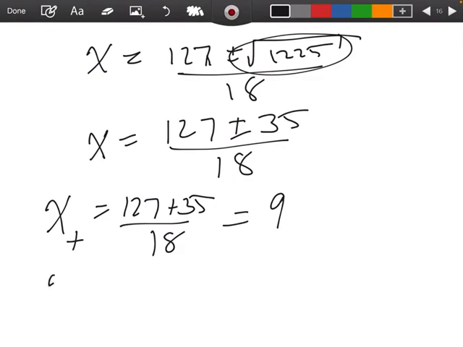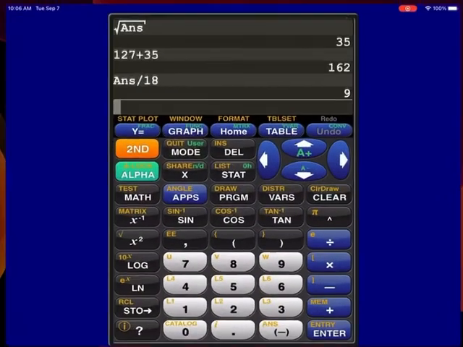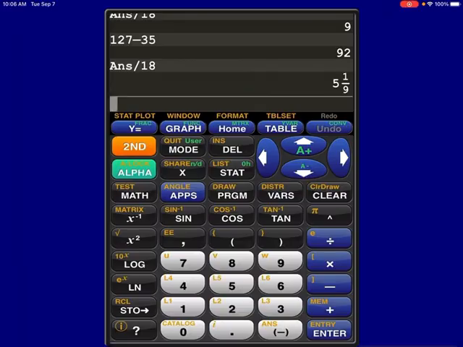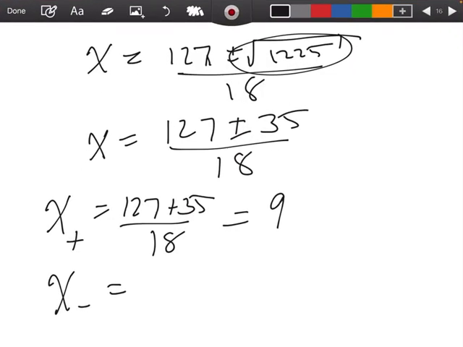Let's do the next one where we have to subtract. So 127 minus 35, divided by 18. 5 and 1/9. So we got 5 and 1/9. Let's write it as an improper fraction. So 9 times 5, 45, plus one more, 46.